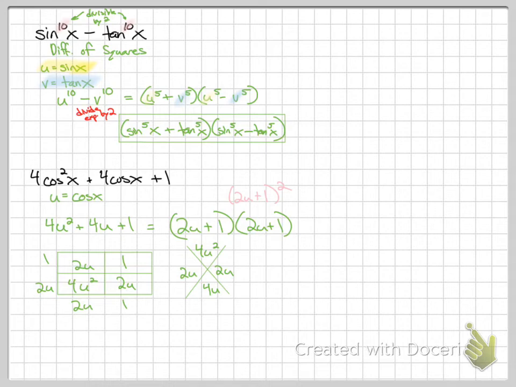But I'm not done because it was a u substitution problem. Change those u's to be the correct trig expression. So 2 cosine x plus 1. You could either put a squared there or write it again. 2 cosine x plus 1. Either way, with the squared or written twice, is perfectly fine. Next slide.